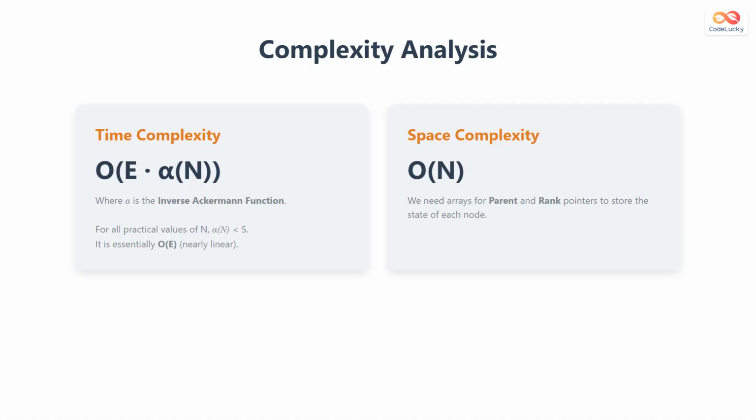The time complexity is big O of E times alpha of n, where alpha is the inverse Ackermann function. This function grows extremely slowly, so for all practical purposes, it is nearly linear time. The space complexity is O of n, as we simply need linear space to store the parent and rank arrays.